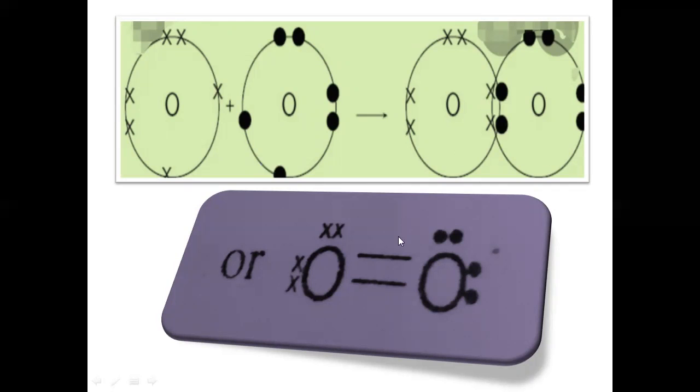And you can also represent this electron dot and cross structure, which is also called Lewis structure, in this form. You can see we have 2, 4, 5, 6, 7, 8 electrons with this oxygen atom and 2, 4, 5, 6, 7, 8 electrons in this oxygen atom. So the octet of all the oxygen atoms will be completely filled.